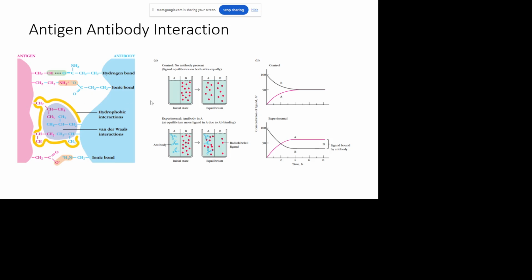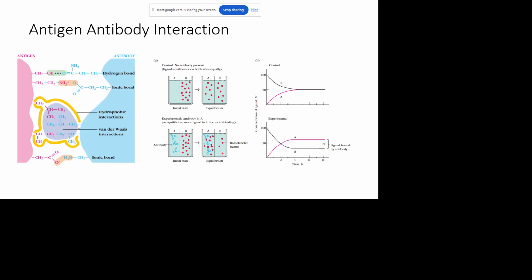Another example is ionic bond. For example, here you can see that the O minus atom of glutamic acid makes an ionic bond with the opposite charge of NH3 plus. So that's how ionic bond can be made between antibody and antigens.